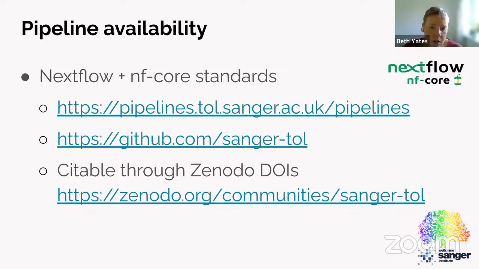So if you spot an issue with one of our pipelines, you can open up an issue on GitHub and we can try and get it fixed. Or if you see a way that you might be able to improve a pipeline, you can open an issue there, talk to us, put in a pull request, and we can collaborate on these pipelines. And all of our pipelines are citable through Zenodo DOIs. All the links are here, and I'll share the slides after the session.